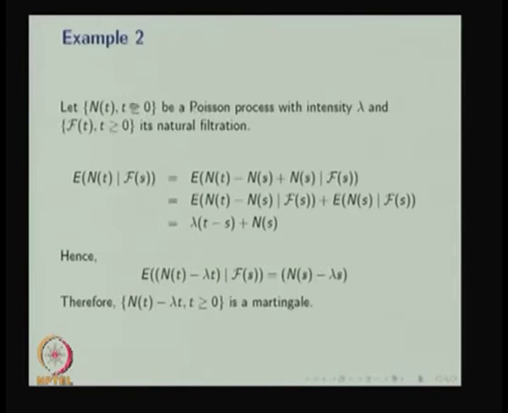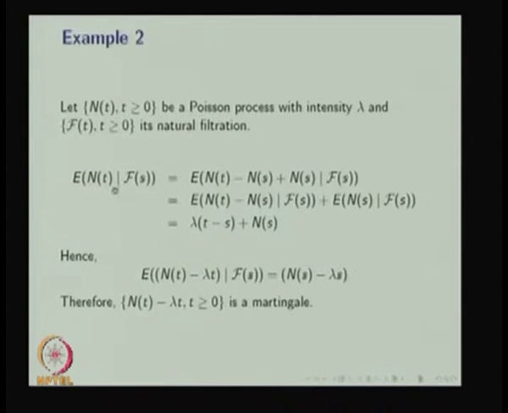We know that for fixed t, N of t is a Poisson distributed random variable with the parameter lambda. Therefore, the mean of N of t is the same as the parameter lambda. So the first condition is satisfied. The second condition: for fixed t, N of t has to be F t measurable. Since it is a natural filtration, N of t is F t measurable. The third condition we are going to verify.